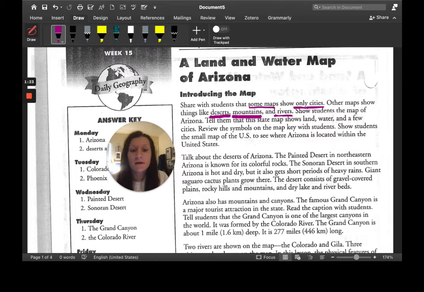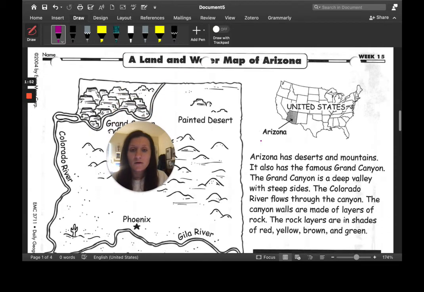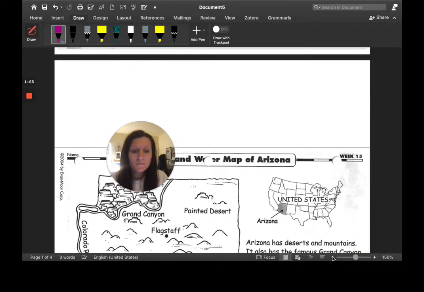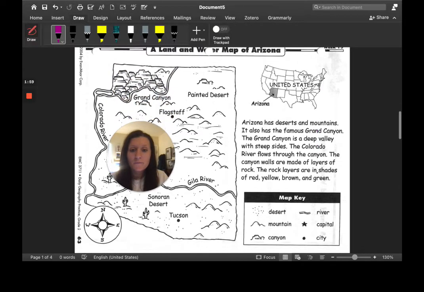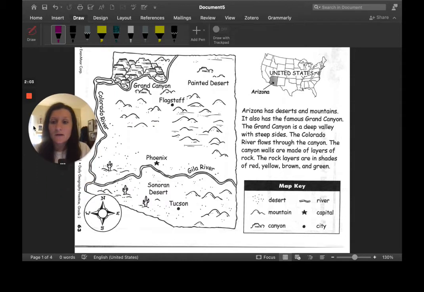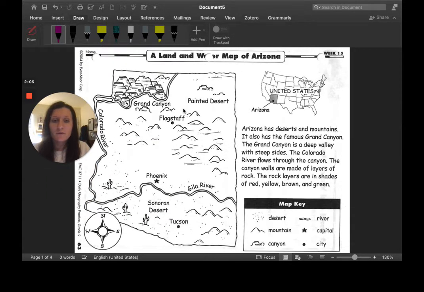So we're going to be looking at a map here of Arizona. This map is going to show us different land features, where water is found in the state, and also a few of the larger cities. You've probably been to these cities before. So let's go and look at this map here. All right, so here we have a land and water map of Arizona. Again, on this map we are going to see water, land, and some of the larger cities.